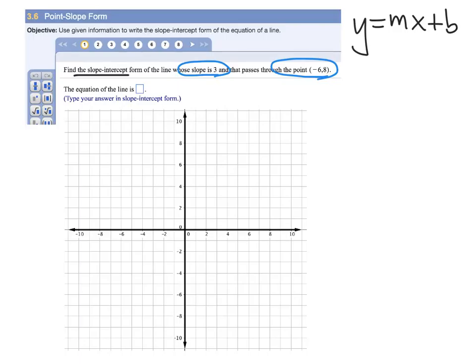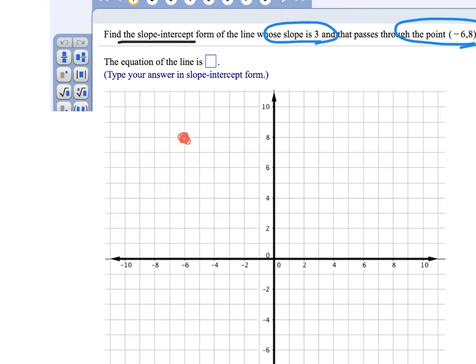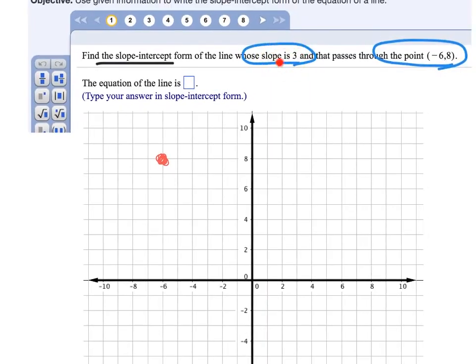The idea is we're going to start at (-6, 8) on our line. So I'm going to put a dot at (-6, 8), right here. Now we know the slope is 3. What does that mean? That means we go up 3 over 1. If we go up 3 over 1, that puts the dot there.